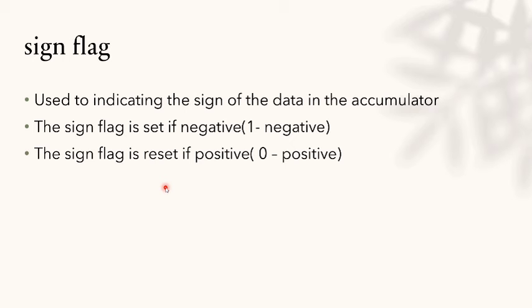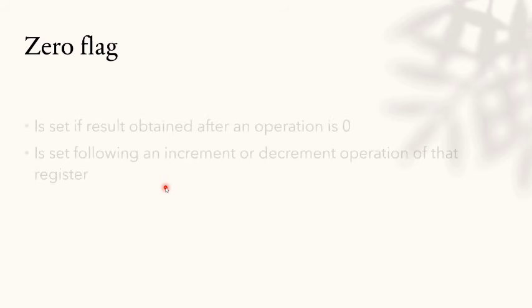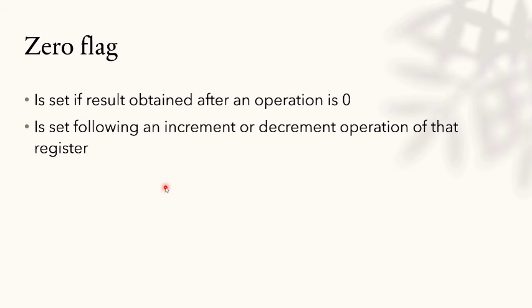The sign flag is set if the result is negative. If a negative number is going to be stored there and written as output, then it is shown as 1. And the sign flag is reset if positive. So if a positive number is written, then it is shown as 0. Now we will see the zero flag, which is set if the result obtained after an operation is 0. So if we are not going to get any positive or negative number, but exactly 0, then it is shown as the zero flag. It is set following an increment or decrement operation of that register.